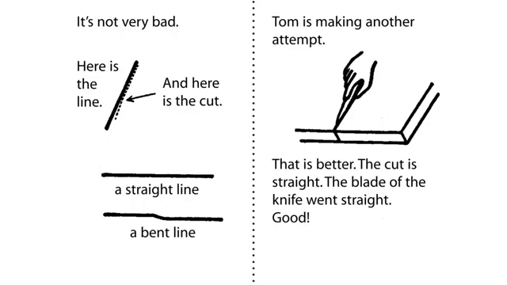Here is the line, and here is the cut. A straight line, a bent line. Tom is making another attempt. That is better. The cut is straight. The blade of the knife went straight. Good.